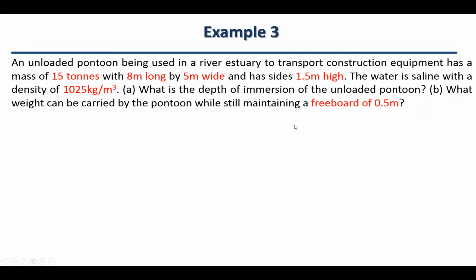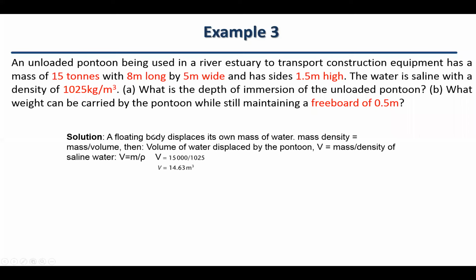Okay, so let's look at this example. Section A is more or less straightforward. We're just going to use the same formula: the mass is equal to the density of the water times the volume displaced, so the volume displaced is equal to the mass divided by rho. So V is equal to M divided by rho, or M is equal to rho V if you rearrange it.